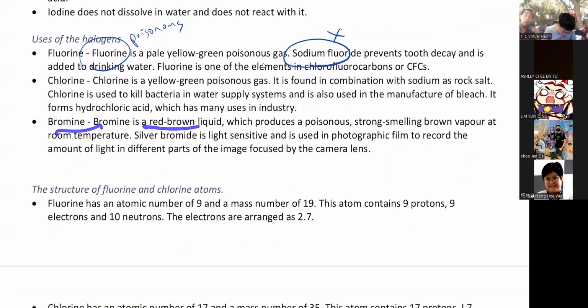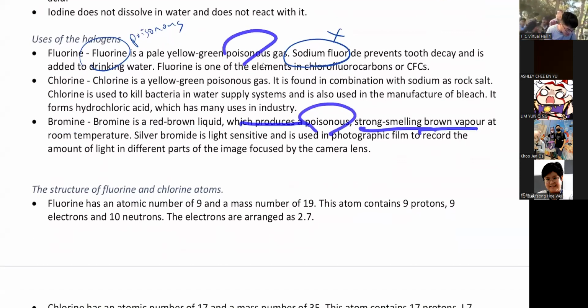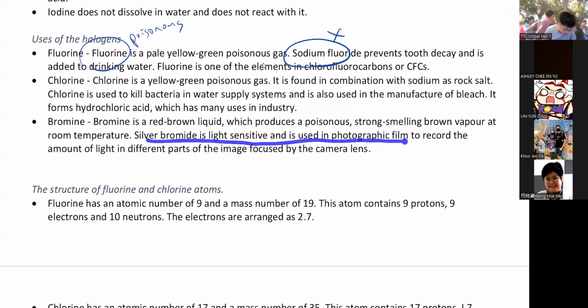Anyway, so next, what about bromine? Bromine is a red-brown liquid, okay, which produces a poisonous, strong-smelling brown vapor. You see, they are all poisonous. 全部都是有毒的。Okay, at room temperature.